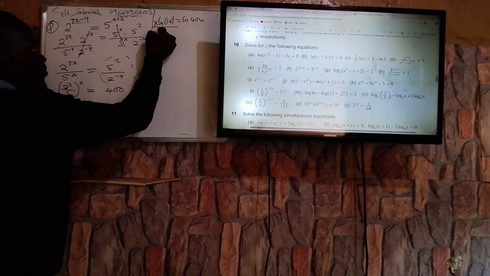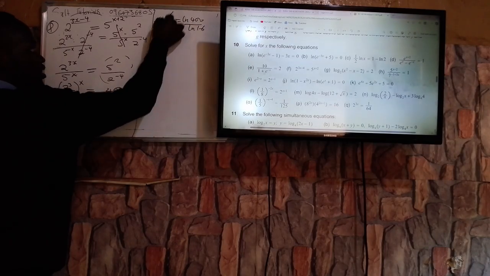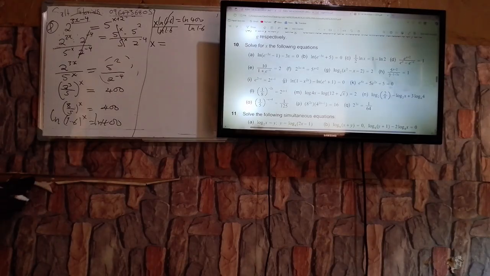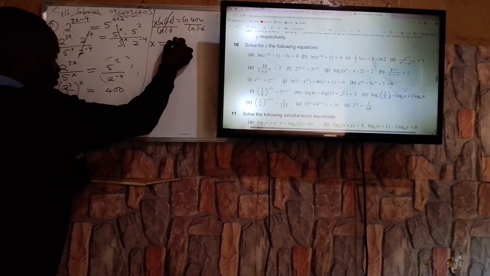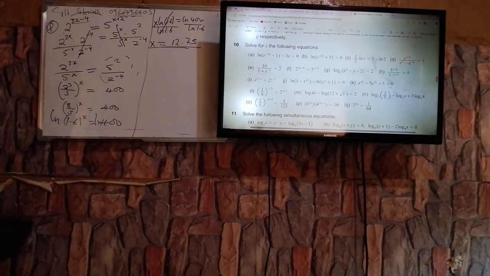Delete this one, natural log of 1.6 over natural log of 1.6. This goes, and x is equal to natural log of 400 divided by the natural log of 1.6. And I'm going to have 12.75 as the value of x. As simple as that.